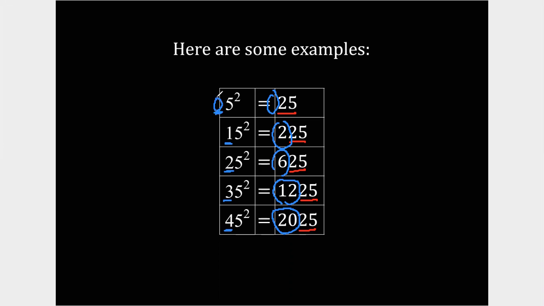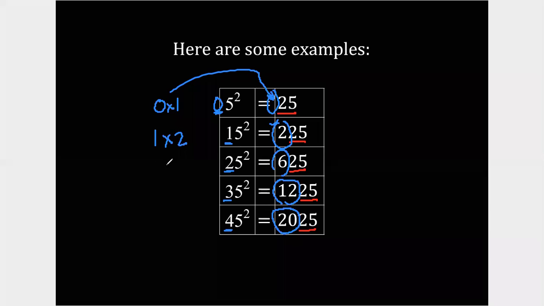So we've got a 0 here, 05 squared, which is the same thing as 5 squared. So we're going to say 0 times 1, and that gives me my 0. And here we have 1, so we say 1 times 2, and that gives me my 225. The next one, 25: add 1 to 2, that's 3. 2 times 3 is 625. 3 times 4 is 1225. 4 times 5 is 2025.